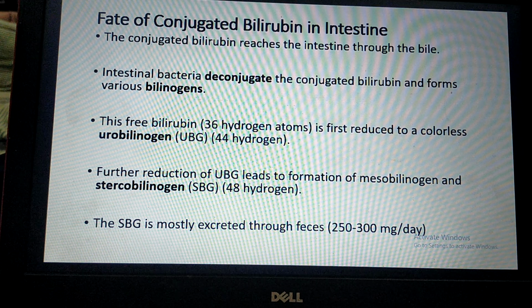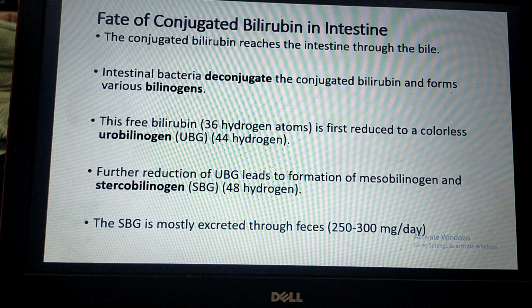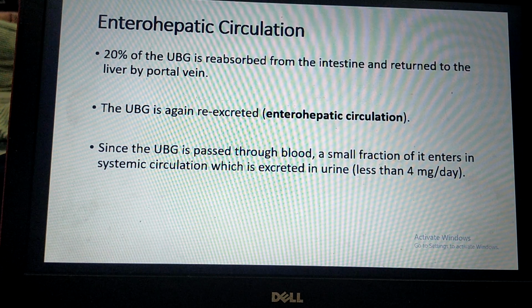Immediately after deconjugation, the free bilirubin is reduced to a colorless bilinogen called urobilinogen. Now this urobilinogen is further reduced by intestinal bacteria into mesobilinogen, which is further reduced to stercobilinogen. Now this stercobilinogen is mostly excreted through the feces and it gives brown color to the feces. Now 20% of urobilinogen is reabsorbed from the intestine and returned to the liver by the hepatic portal vein. This circulation is called enterohepatic circulation.